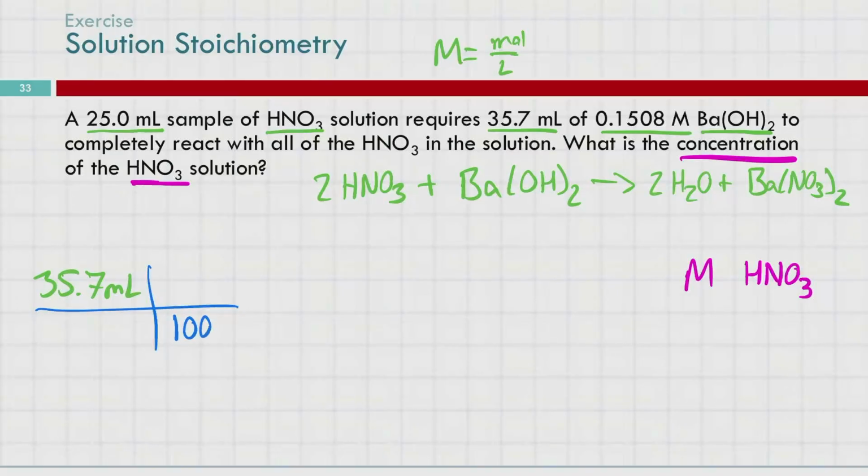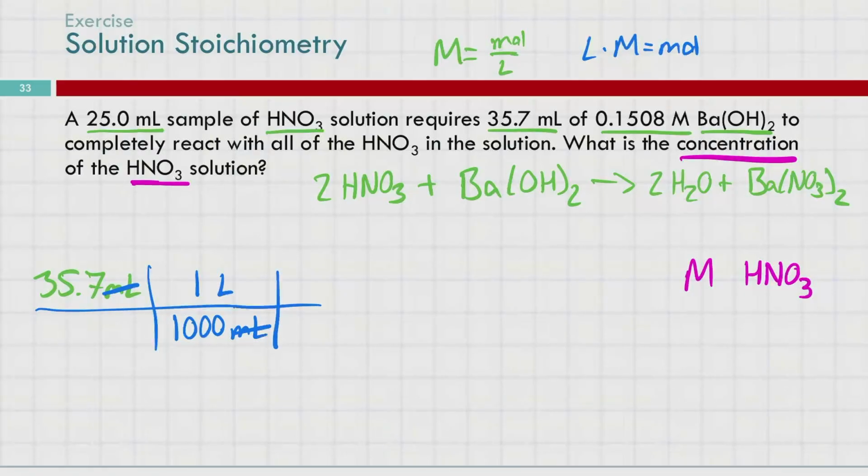There are 1,000 milliliters in 1 liter. So we're dividing by 1,000. That's going to shift the decimal place over 3 spots to the left. So that gets us from milliliters to liters. With liters, we can take liters and multiply it by molarity. Liters times molarity equals moles.